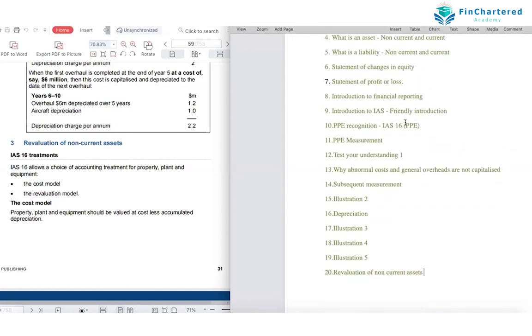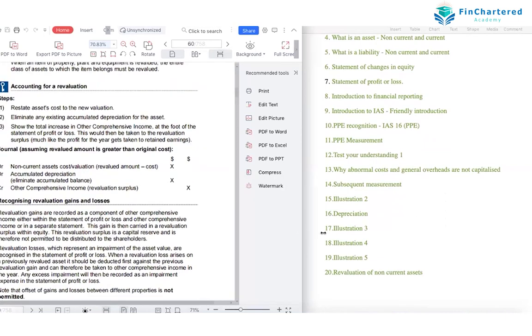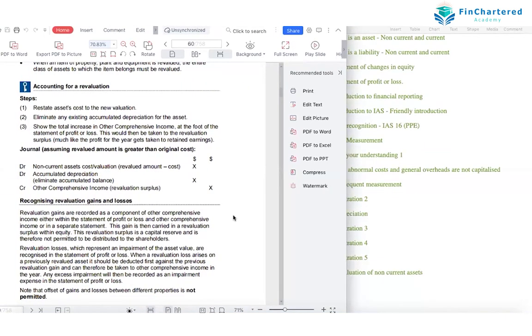So far today we've done 20 topics and we are in the middle of the second chapter. So most likely by the next class, which is on Saturday, we will finish the second chapter and move to the third chapter.